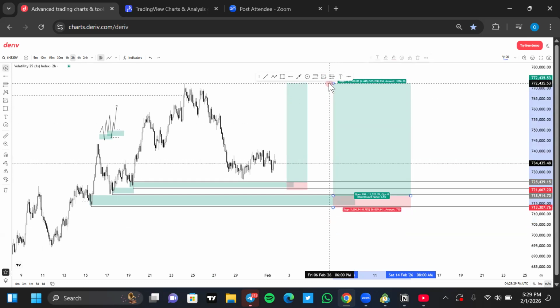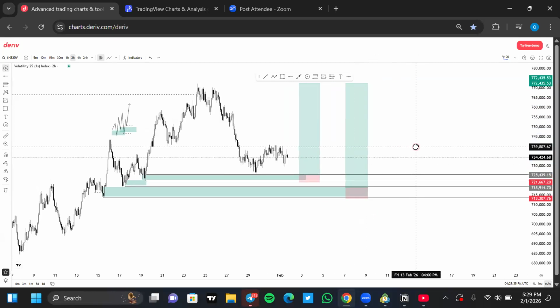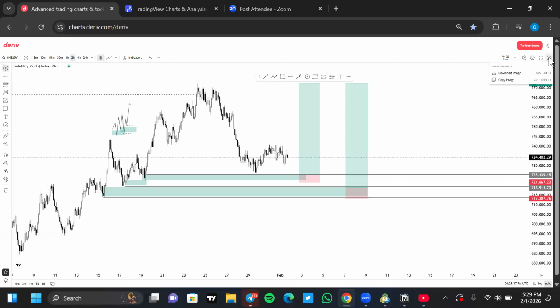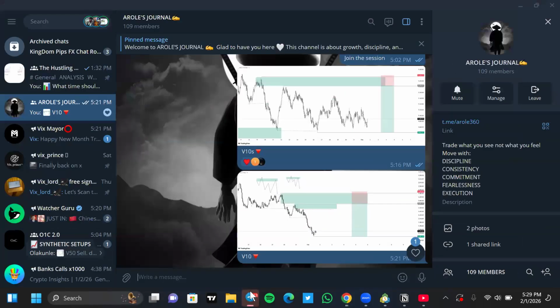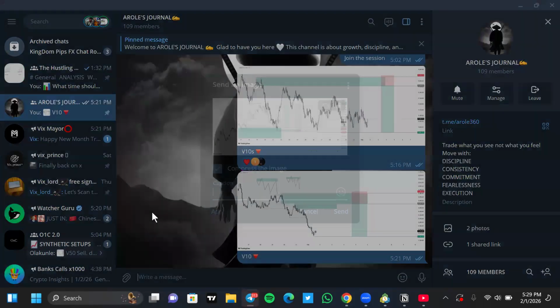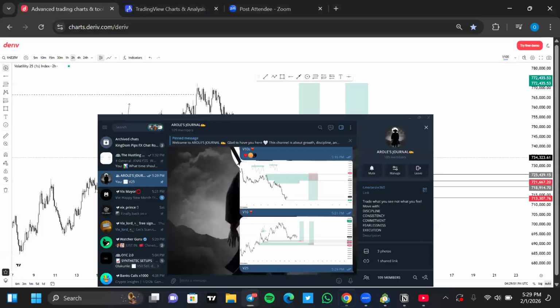Yes, I can, because it is at the point of reversal, where I want price to start buying from. So that's what I have on V25X. So we will head now to V25. Let's go to V25.